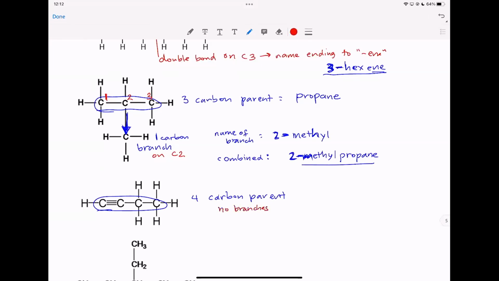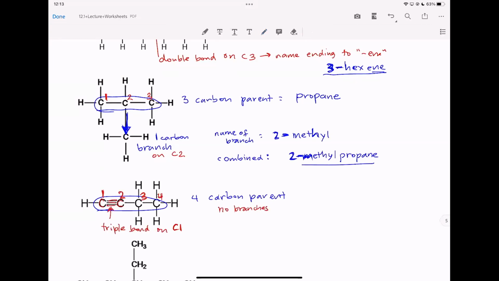But you do have a triple bond. That's what this is, a triple bond in there. And to give it the lowest possible number, we're going to number this starting from that triple bond. So 1, 2, 3, and 4. The triple bond originates from carbon number 1 and goes to carbon number 2. And technically, you would write that it's on carbon number 1.